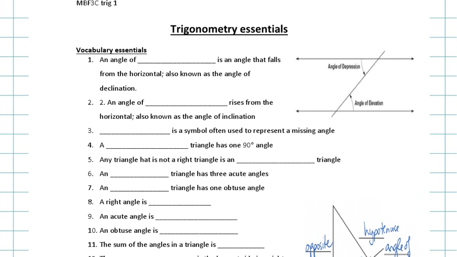So we're going to start with some review about trigonometry, basically some vocabulary that we're going to be using, and that you need to know. When I say an angle of blank is an angle that falls from the horizontal, also known as the angle of declination. So if you're looking at the picture, which angle is described right here? It's an angle that falls from the horizontal.